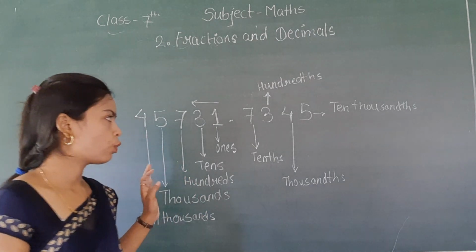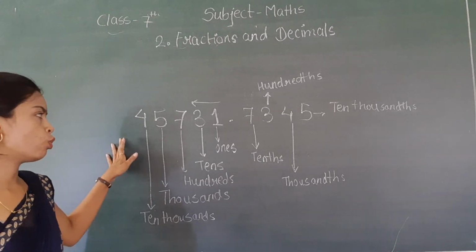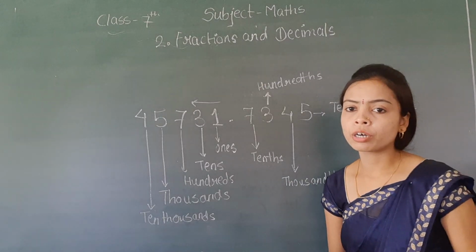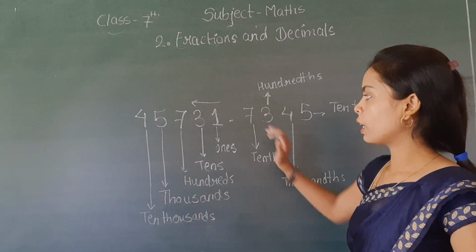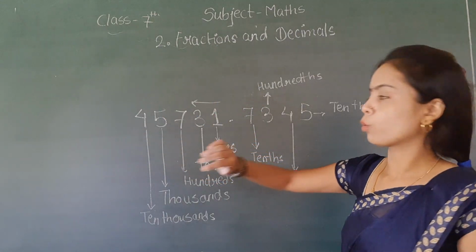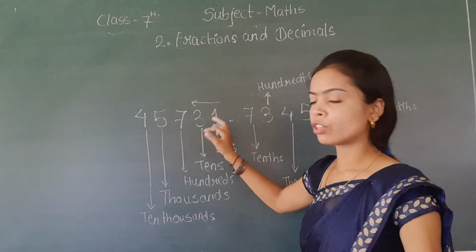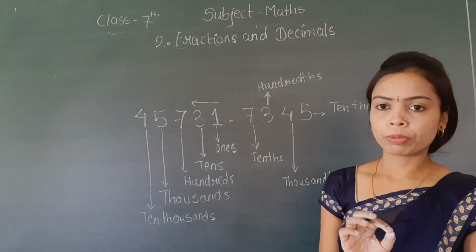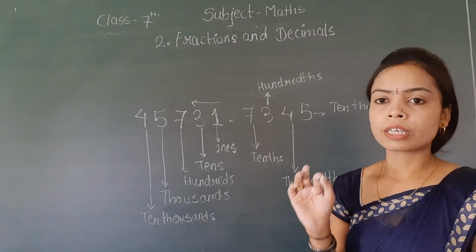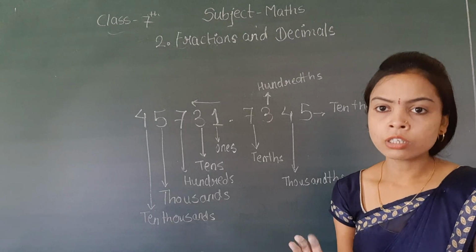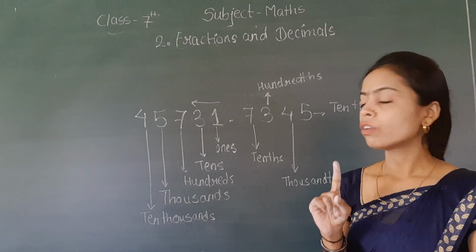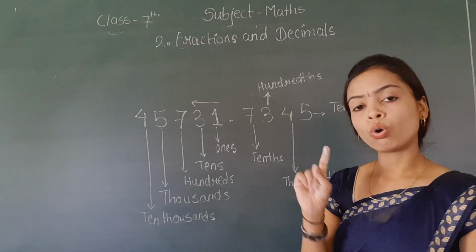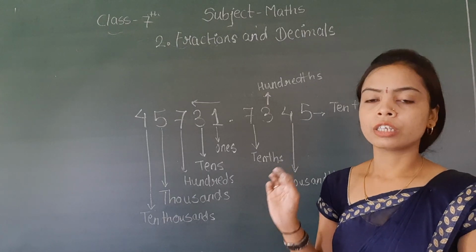Okay, so if you have to read the given number, you will read the left side of the decimal point first. अगर आपको decimal number रीड करना है तो आप क्या करोगे, पहले डेसिमल पॉइंट के लेफ्ट साइड वाला पार्ट पढ़ोगे, that is 4 5 7 3 1. How do we read 4 5 7 3 1? 45,731. We read it as 45,731. So in the decimal number also it will be read the same.